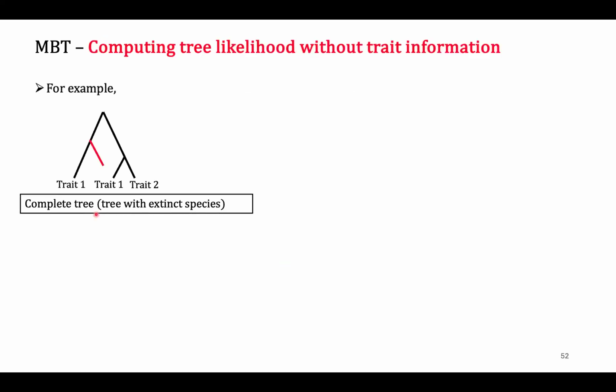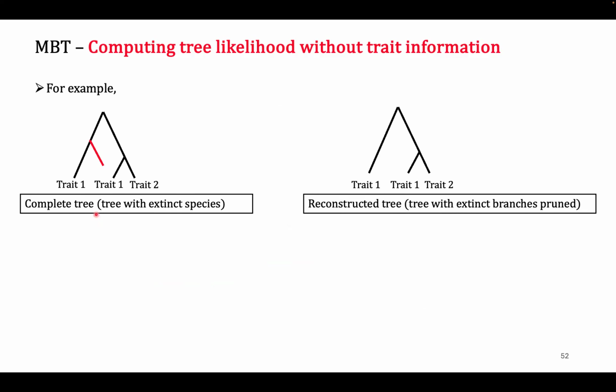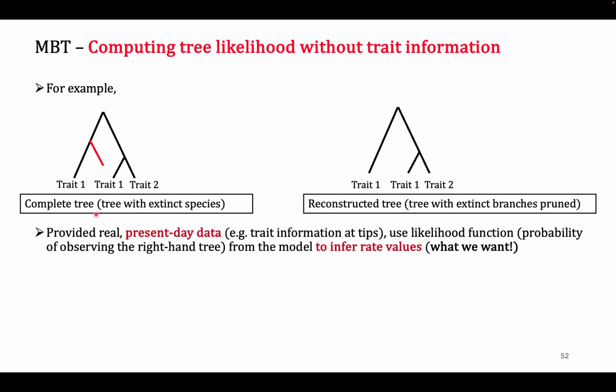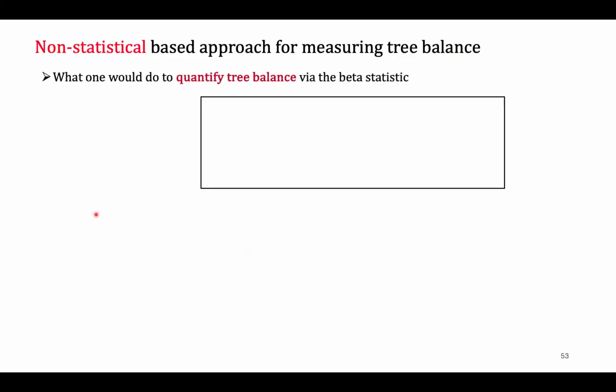Another thing this model can do is compute the tree likelihood. This is the probability of observing the reconstructed tree given the model parameters, without actually using the trait information at the present. It still assumes these trait-dependent features, but it doesn't necessarily require knowing the trait information. This could be useful if, for example, trait data at the present are difficult to obtain. Maybe it's not a phenotypic trait that you can observe, but a genotypic trait. So these are some features that we also found along the way.